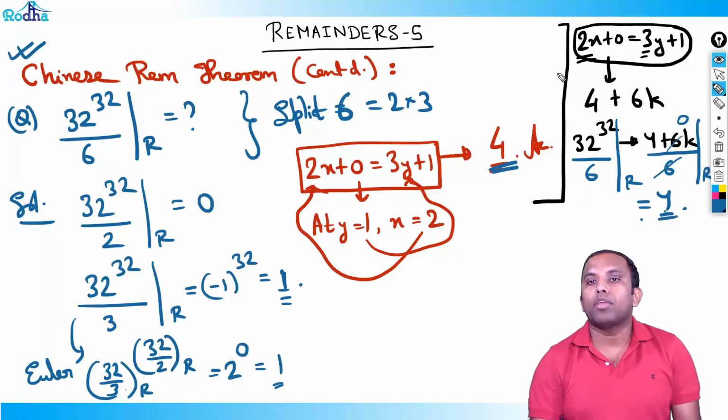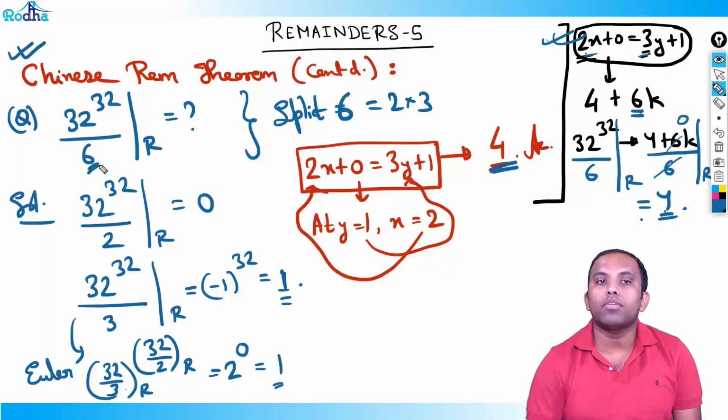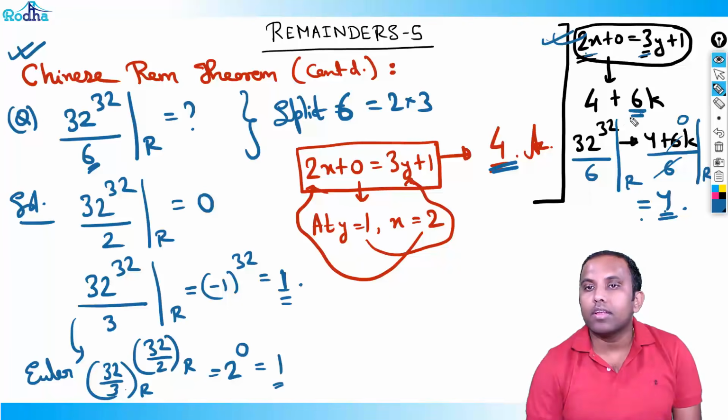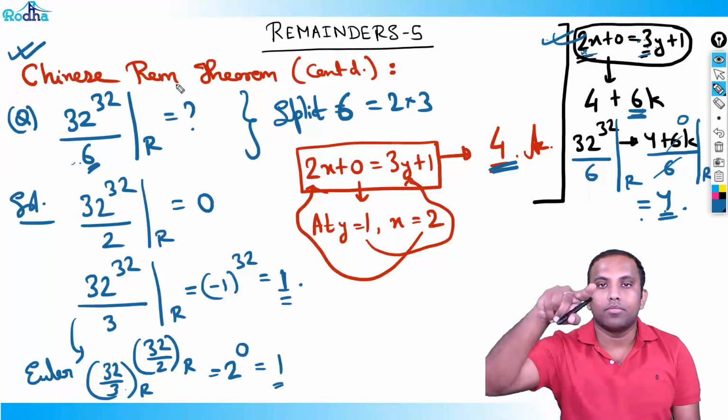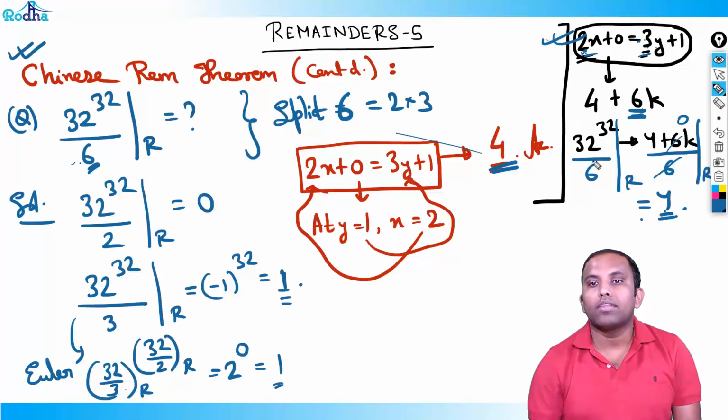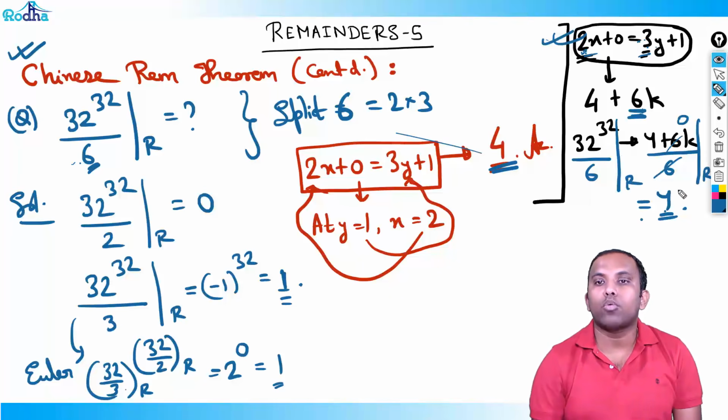So there is absolutely no need of this step, because ultimately this 6 came from this 2 and 3, and this 2 and 3 came from the 6, the denominator. This 6 is the LCM of the divisors 2 and 3, and this 2 and 3 came from splitting the denominator. So ultimately all is the same, and the answer will be 4. That's why we don't need to do this part. Just write this condition once.